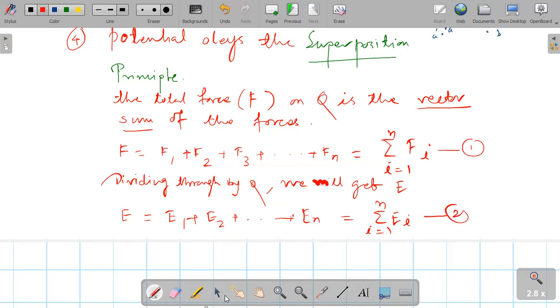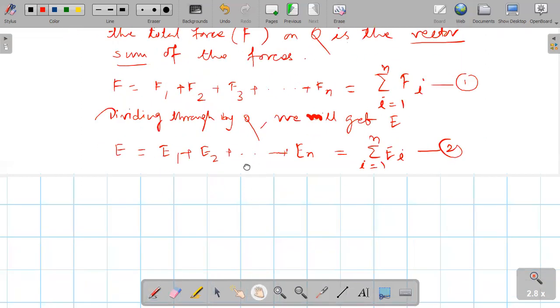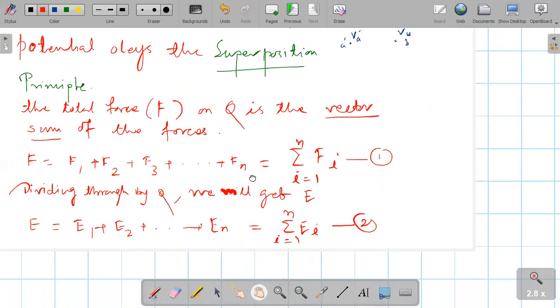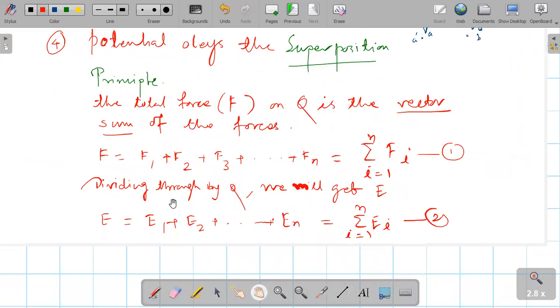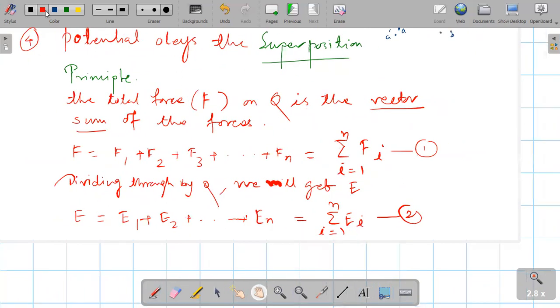And last, I will write here and then complete. Dear student, can you write for V? Yes, for V, I will write the summation of Vi, i going from 1 to n. That is, this system also obeys the superposition principle for potential.